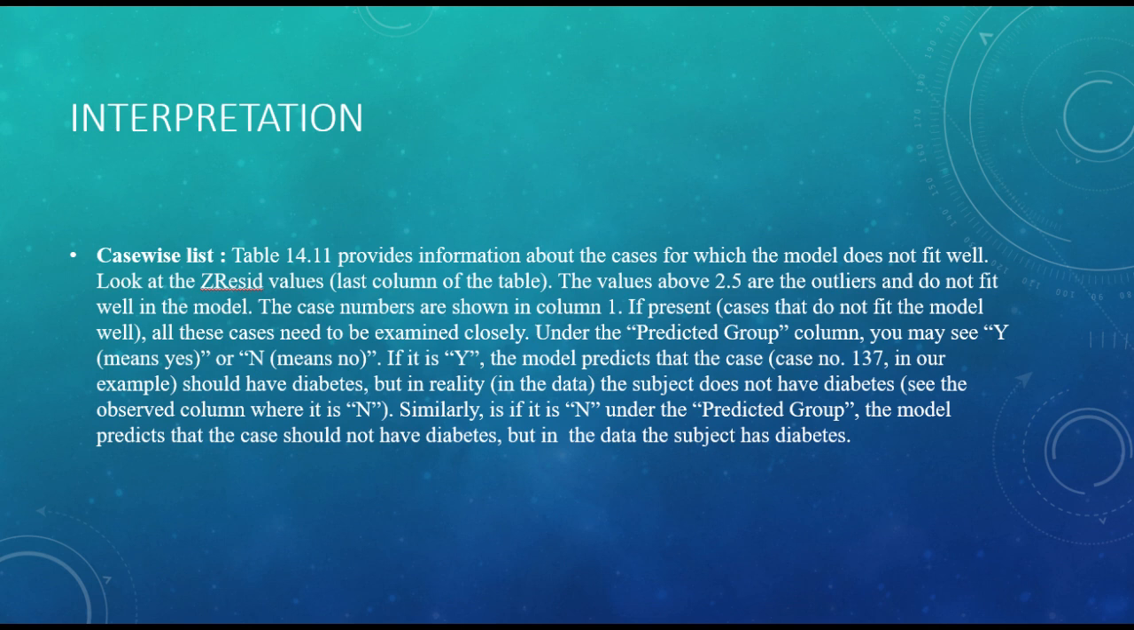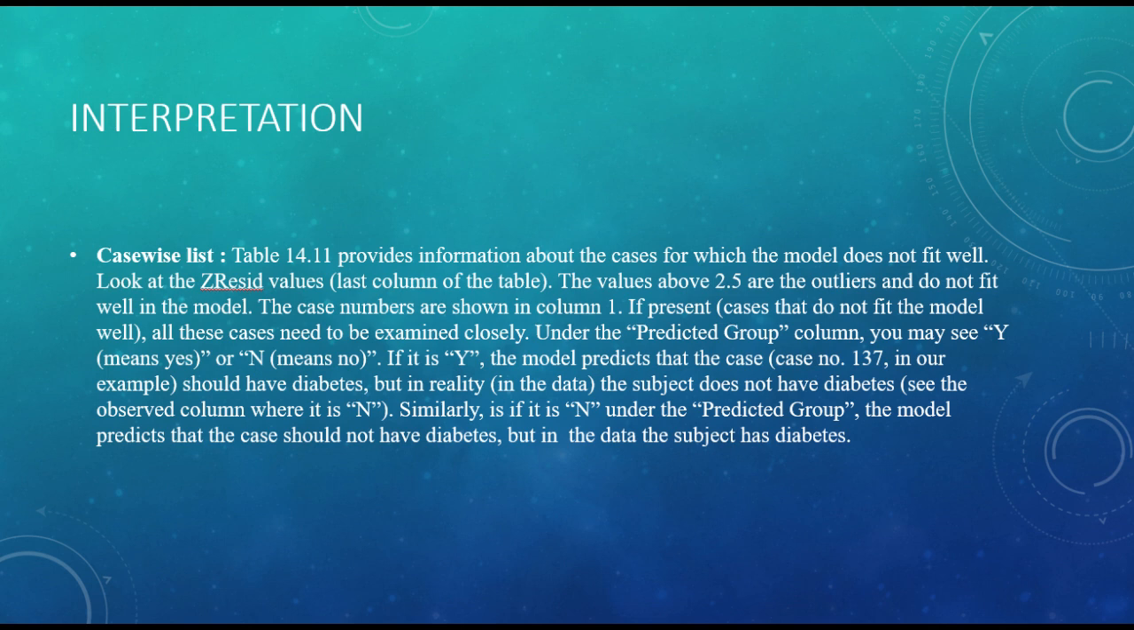Interpretation. Case-wise list. Table 14.11 provides information about the cases for which the model does not fit well. Look at the Z-resid values, last column of the table. The values above 2.5 are the outliers and do not fit well in the model. The case numbers are shown in column 1. If present, cases that do not fit the model well, all these cases need to be examined closely.